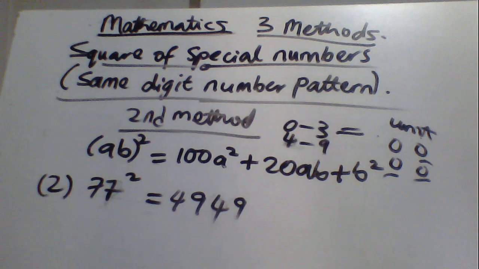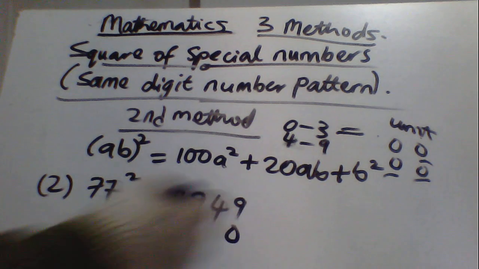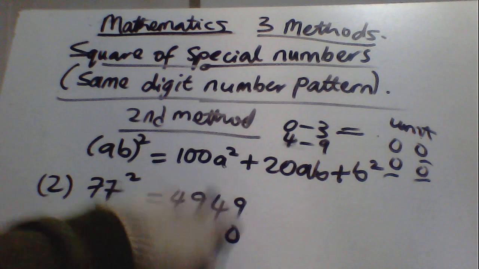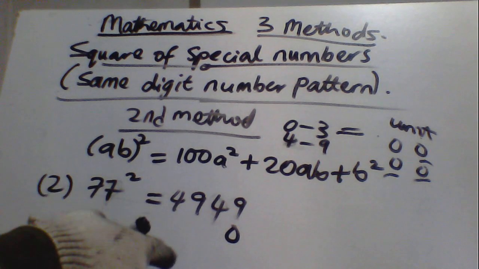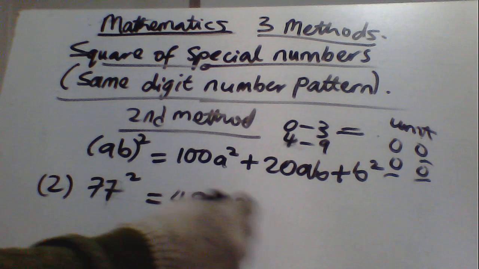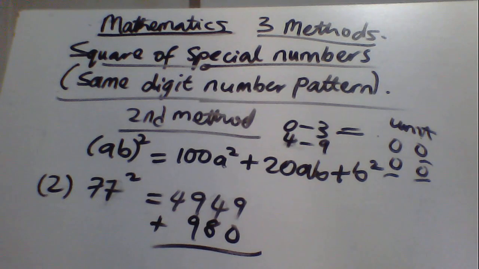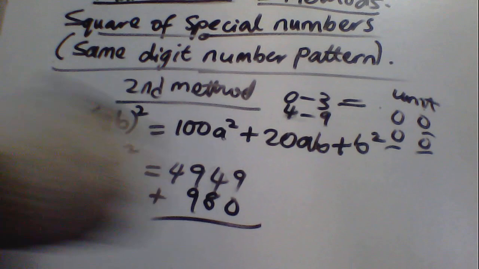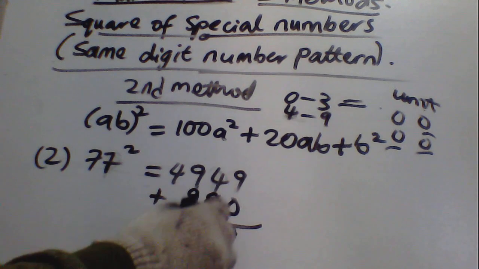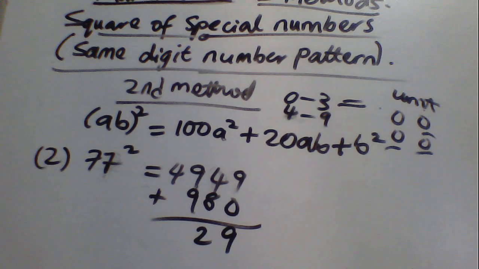49 times 20, using this method. 7 times 7 will give us 49. 49 times 20, I know the last digit will be 0, so I drop it. It is like 49 times 2, which will give us 98. I write it and add up the result. So that gives us 9. This is a method of being fast in exams without a calculator.